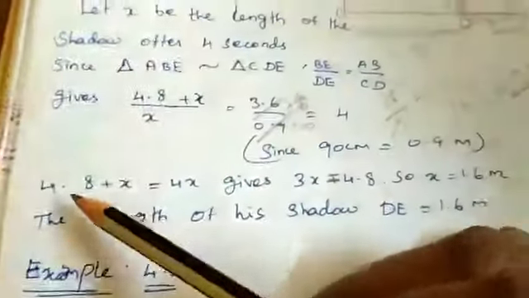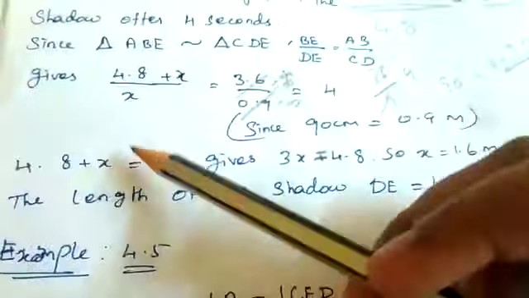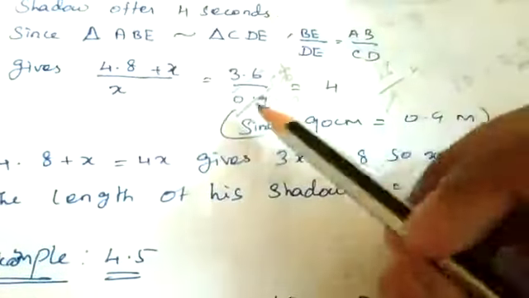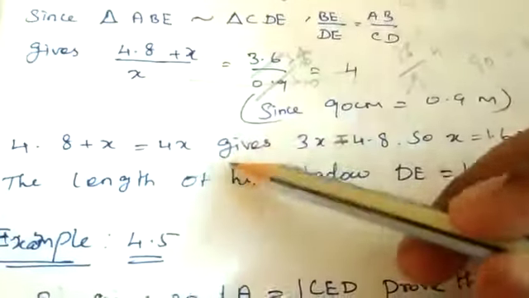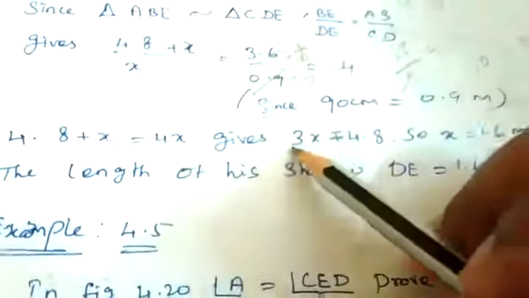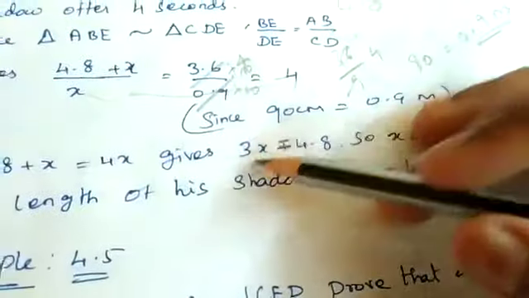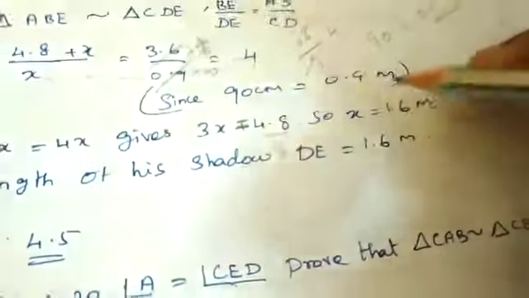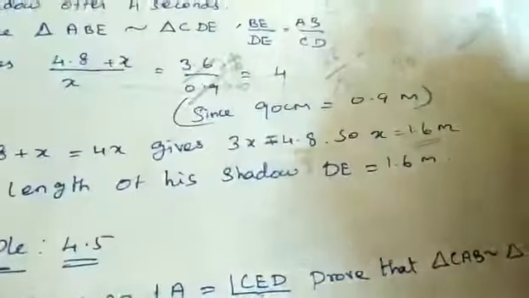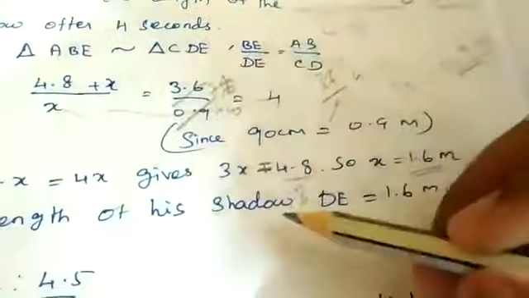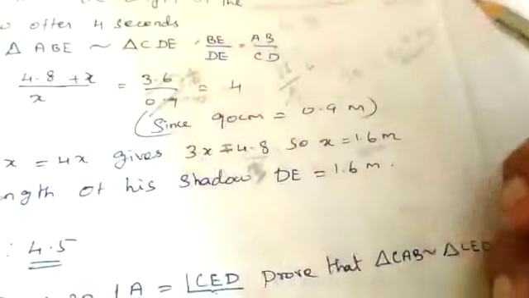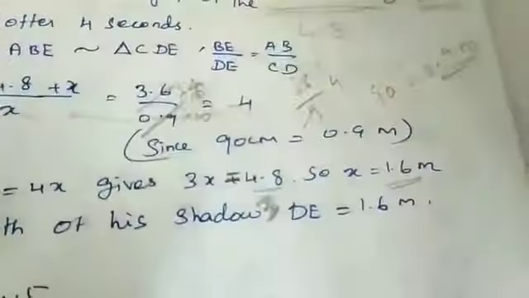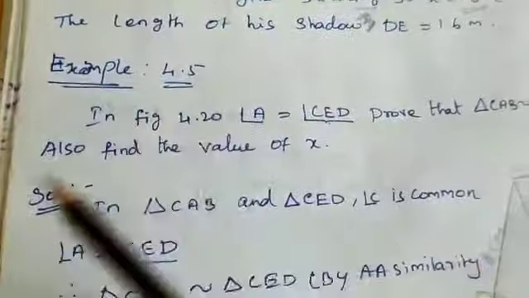Okay, so then you can note that 4.8 plus x equal to 4x. That is, x will cross multiply here, you will get 4x. That gives x will come this side, means 3x equal to 4.8. So x equal to 4.8 divided by 3, which is 1.6 meter. Therefore the length of the shadow DE equal to 1.6 meter. That's all. Now let us see the next example.